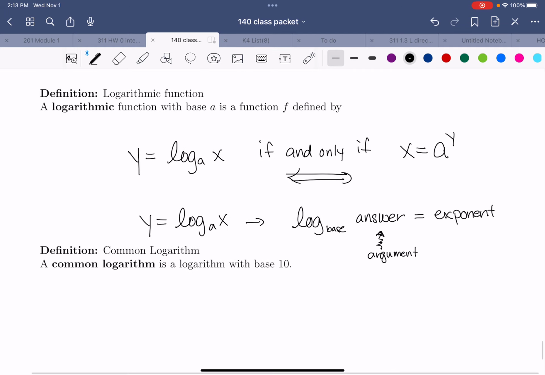And so our if and only if just means both ways. So I can write it as a log, and then I can switch it to an exponential form, or I can start with an exponential form, and I can switch it back to the log. So it just means I can go both directions, okay?